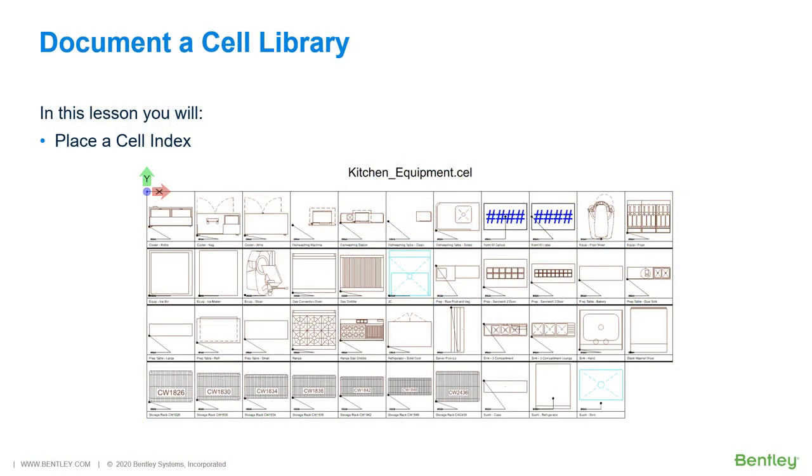Documenting the content of a cell library is often a necessary task, but can be a tedious process that is prone to errors and update issues. If new cells are added or the graphics of a cell are updated, that documentation needs to be updated as well. So let's jump into MicroStation, where we are going to document a cell library using place cell index.